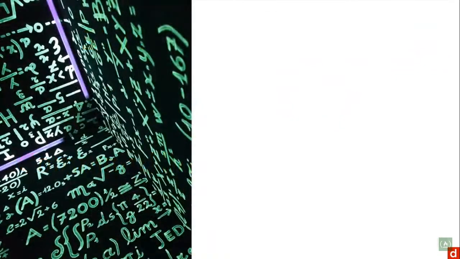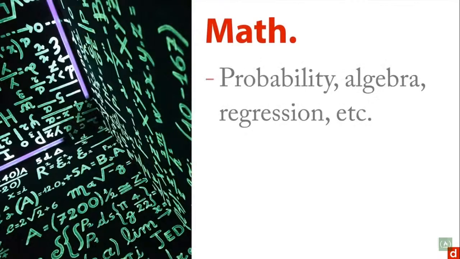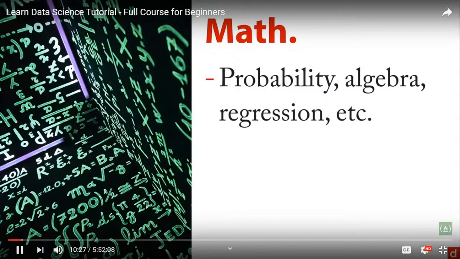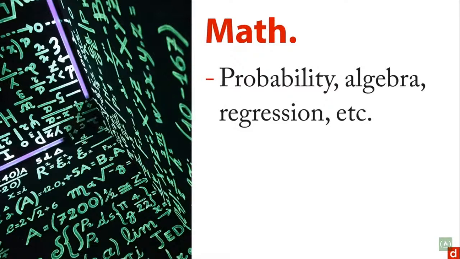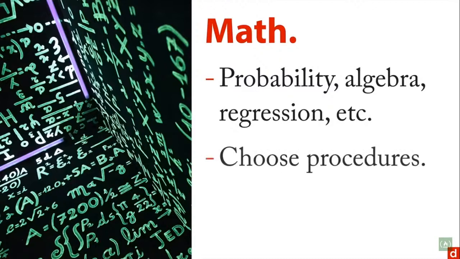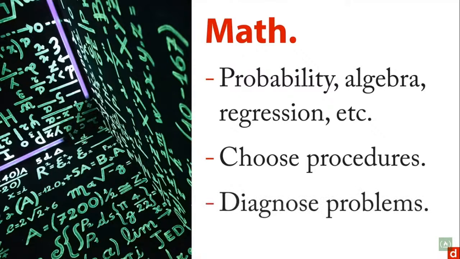Now let's say a few things about the math. You're going to need things like a little bit of probability, some algebra, of course, regression, very common statistical procedure. Those things are important. And the reason you need the math is because that's going to help you choose the appropriate procedures to answer the question with the data that you have. And probably even more importantly, it's going to help you diagnose problems when things don't go as expected. And given that you're trying to do new things with new data in new ways, you're probably going to come across problems.